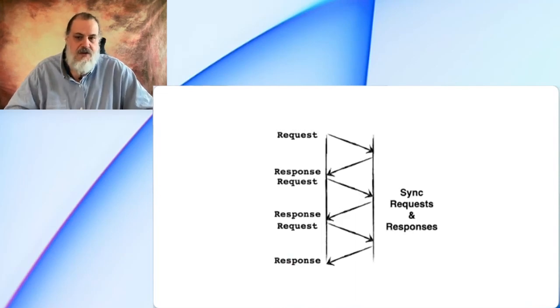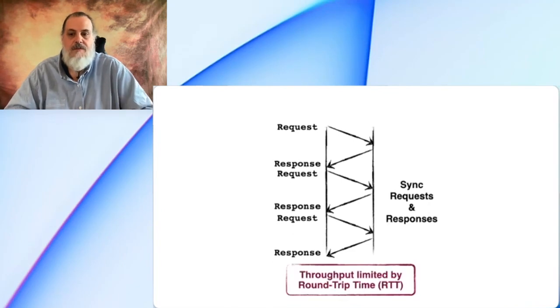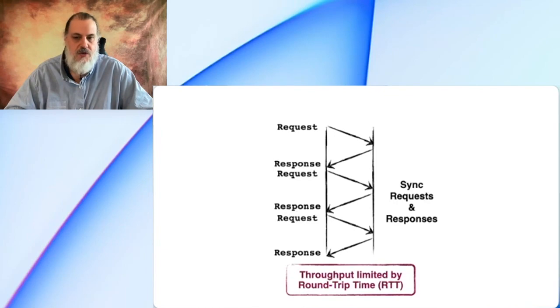So first, the synchronous kind of requests and responses. Let's say you have three different requests. You send one, you wait for the response. You send another, you send a third, and you wait for the response. That may be how your logic has to work. But just realize the throughput of how many requests you can do is limited by that round trip time. Not by the processing. It's limited by how fast you can actually send a request and get a response.